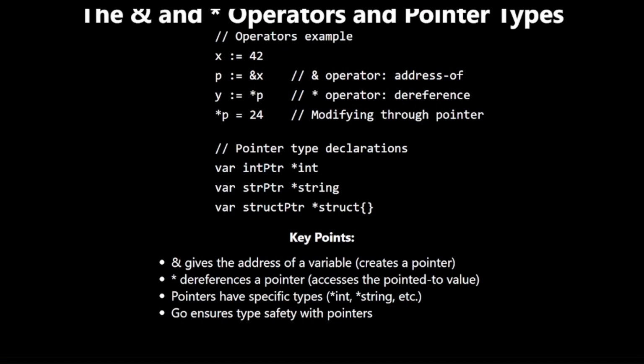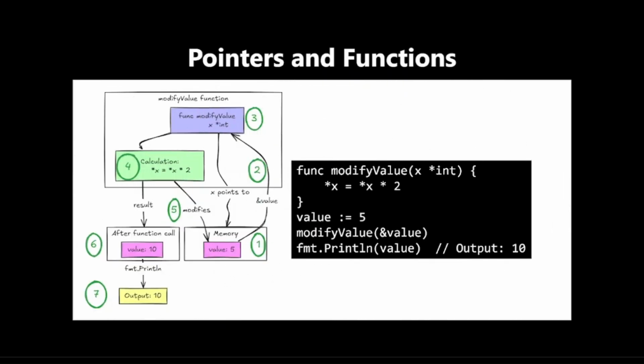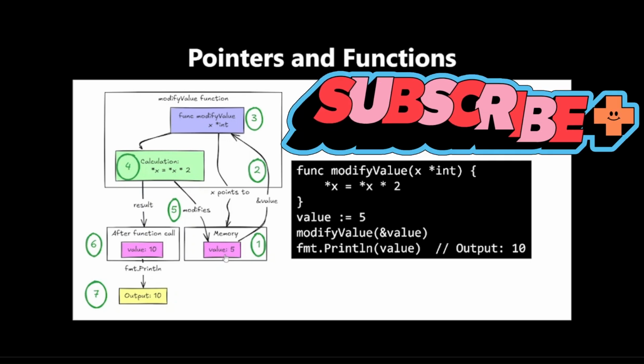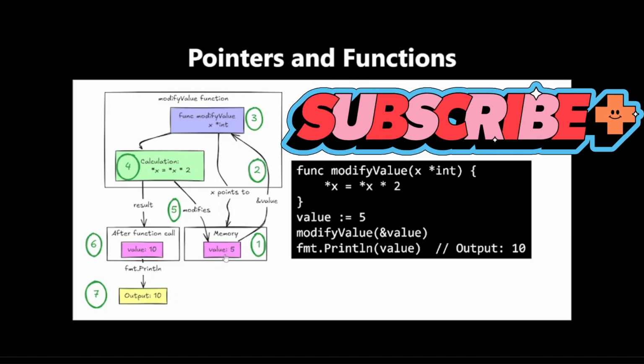Pointers and functions. Let's walk through this diagram to understand how pointers allow functions to modify values outside their scope. We start with our value variable in memory, initialized to 5. When we call modifyValue(&value), we are passing the memory address of value to the function.